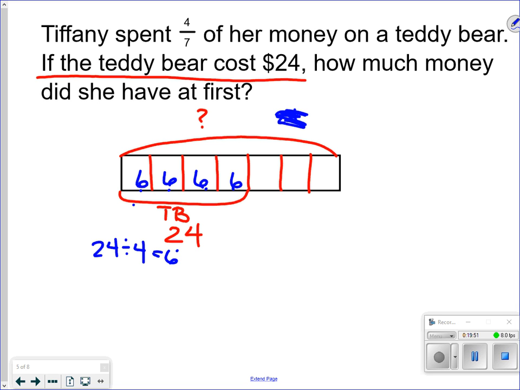So each one of these is 6, which makes the total of 24. So if these are 6, then these are 6. Then you have 1, 2, 3, 4, 5, 6, 7 that make the total, and 6 times 7 equals 42. So she started off with $42. You can't divide 6 by 42 without getting a decimal.